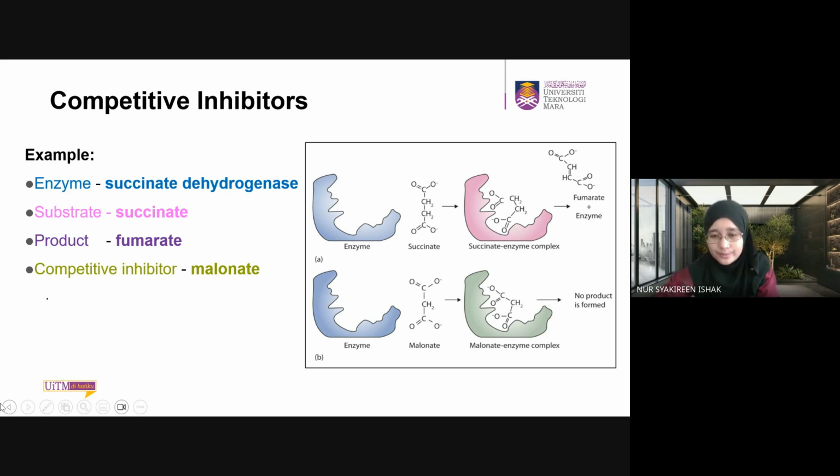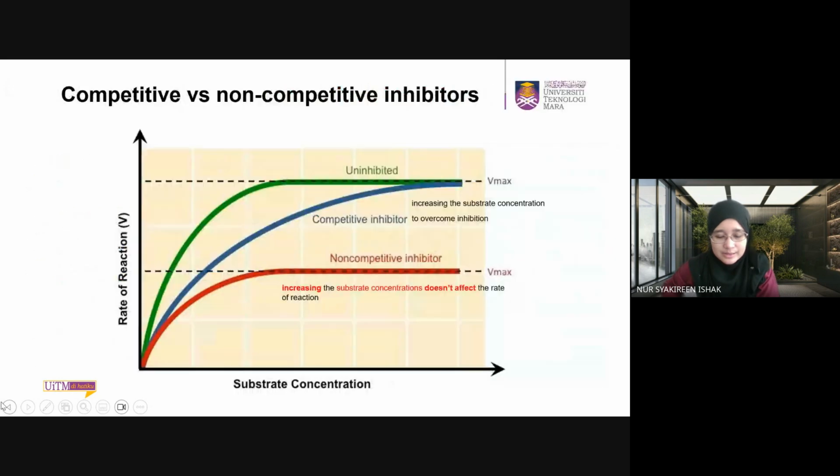The reaction cannot occur. For these types of inhibition, as you can see, there are three types of graph. The green graph shows the normal rate of reaction, without any inhibition. The rate of reaction rises until it reaches maximum velocity, where it reaches a constant rate of reaction, as you can see from the graph. A constant rate of reaction indicates that the enzyme is saturated with the substrate.